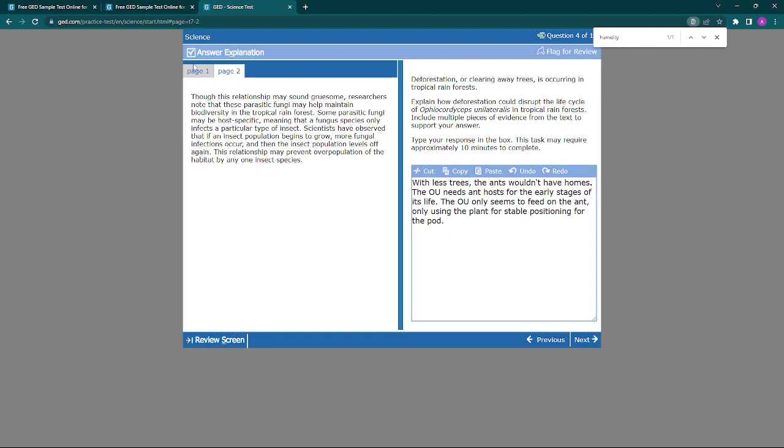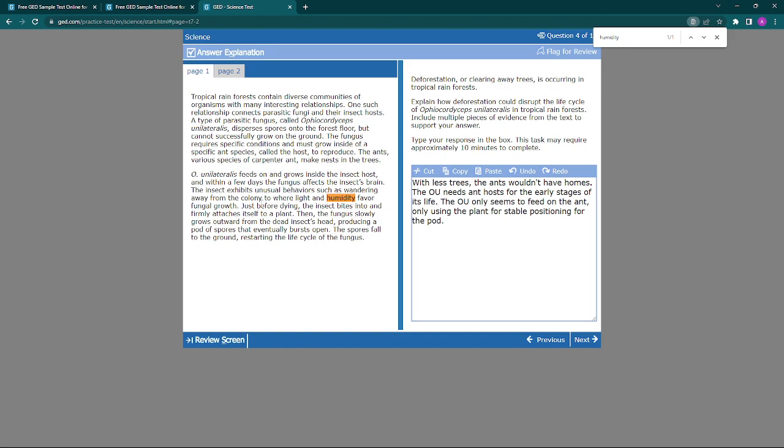So I would actually argue this, honestly, because humidity was not described in this fashion, and light, let's look at light. Control F, light. Same thing. This is the only part where light is even talked about. It just says, the insect exhibits unusual behaviors such as wandering away from the colony to where light and humidity favor fungal growth. So right there, the light and humidity, okay, I guess I can see that, and that's a stretch. And so right here, let's go ahead and say that then.